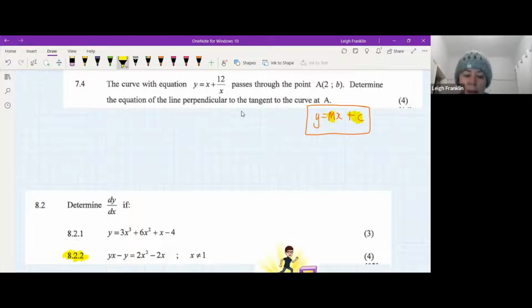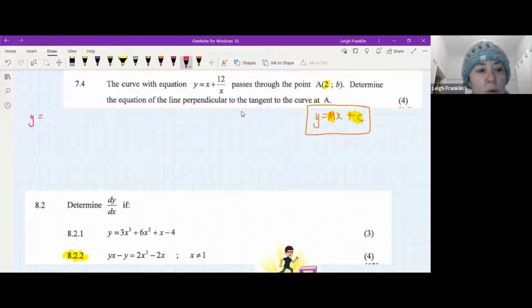So once we know M and we know X and we know Y, we can sub into Y equals MX plus C, and then we can solve for C. That's our usual process, all right? What have they given us here? They've given us X. So if they've given us X, it means that we can get Y or B. All right, so that would be our first step.